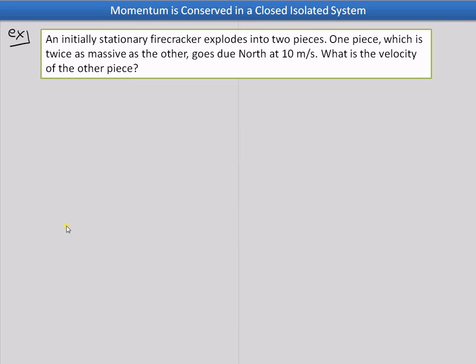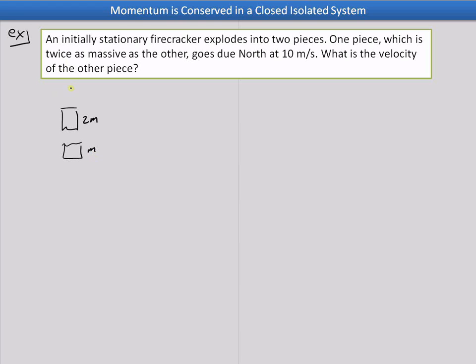Now, you might reason that if one piece is going north, the other piece is going south, and that's actually correct. But let's prove that that's true mathematically and prove that that's consistent with what we just wrote down for conservation of momentum. So let's make a sketch of our system. So we'll have our firecracker that's broken into two pieces. So we'll have one piece and another piece. We have stated in our problem that one of these is twice as massive as the other. So we'll say that one has a mass of 2m and the other has mass m, whatever m may be.